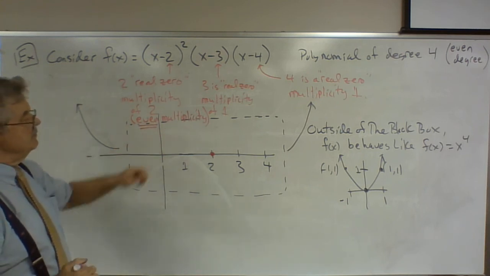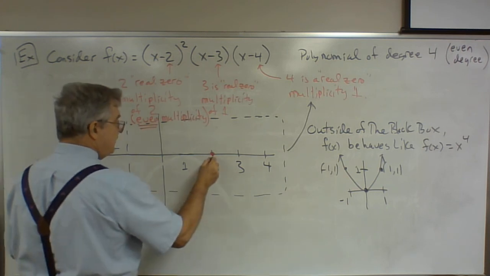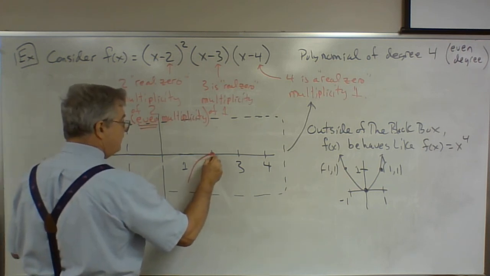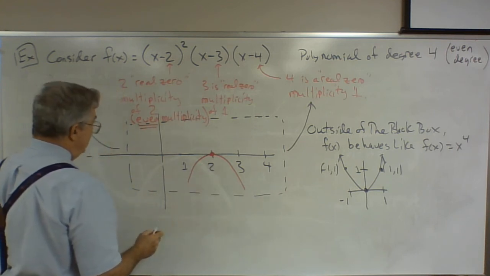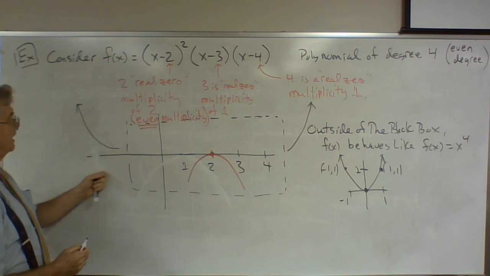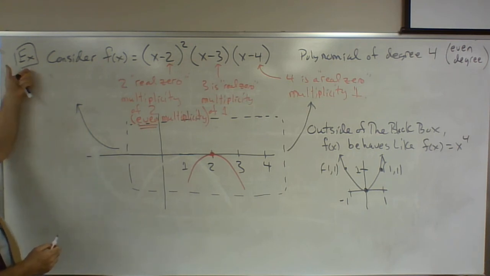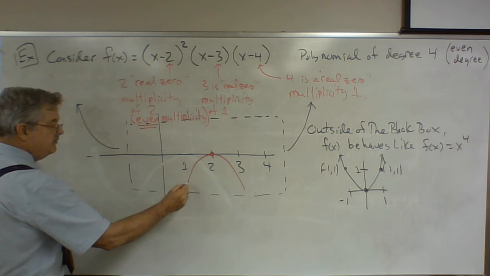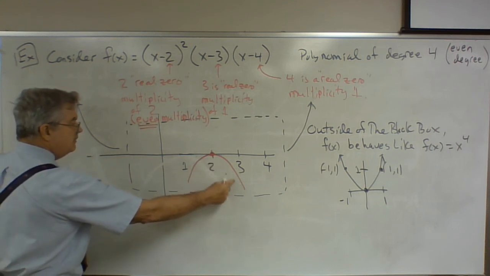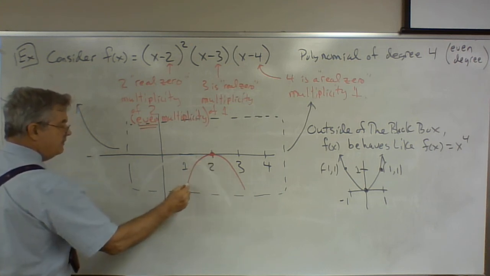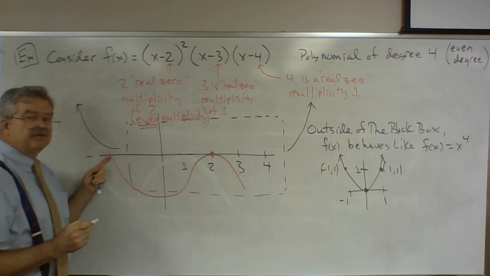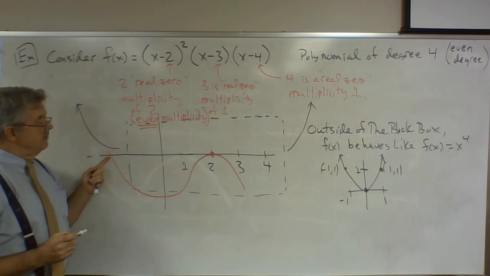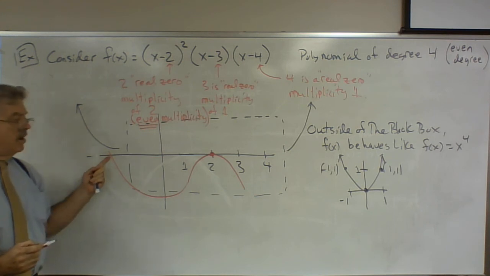It has even multiplicity. So it's either got to kiss the graph like this and turn around. But outside the black box, the graph is going upward this way, which means that if this is what the graph looks like at x equal 2, the graph has to turn around and come back up and cross the x-axis again. And there's another intercept here. But can that happen? No.